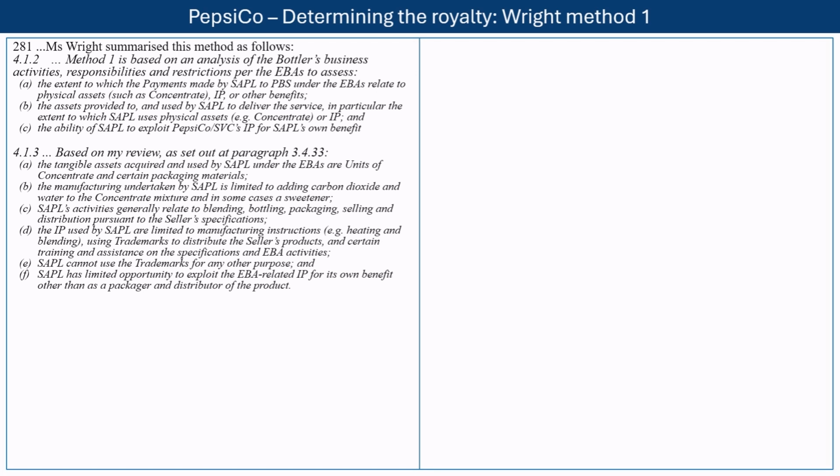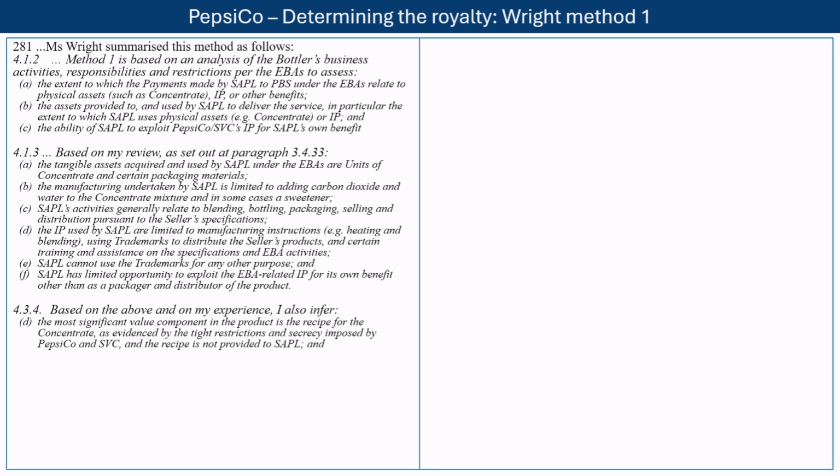So she goes through a functional analysis and says there's not much you can do with this other than doing what you're being told. Based on the above and on my experience, I also infer the most significant value component of the product is the recipe for the concentrate, as evidenced by the tight restrictions and secrecy imposed by PepsiCo. And the recipe is not provided to Schweppes. So basically, Schweppes is doing very low-risk routine activities here.